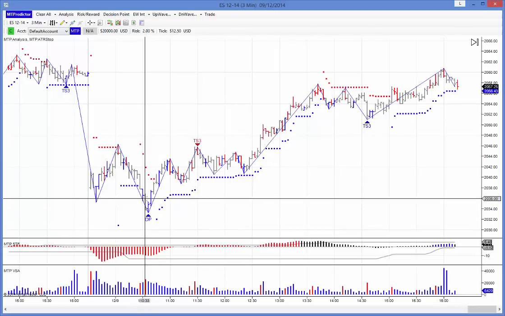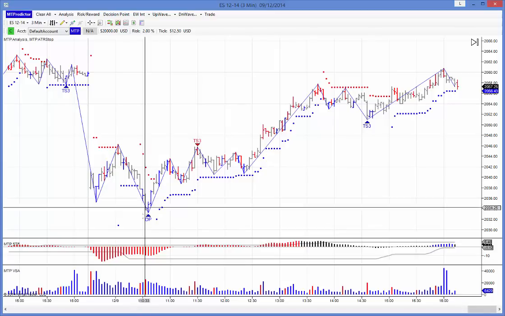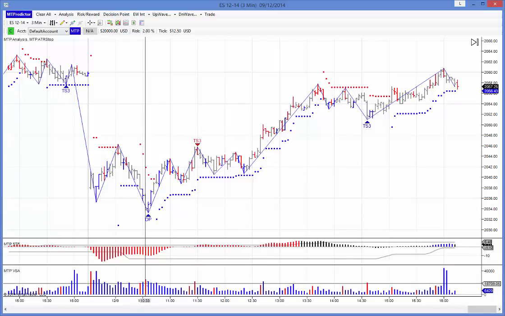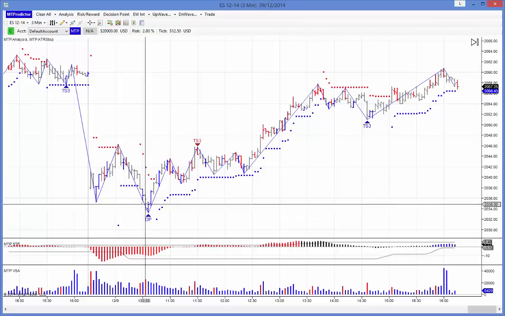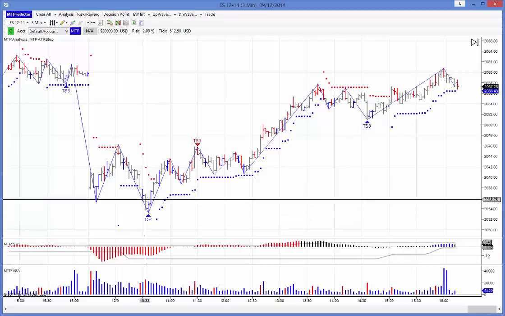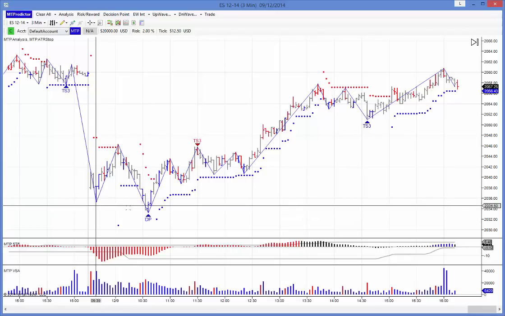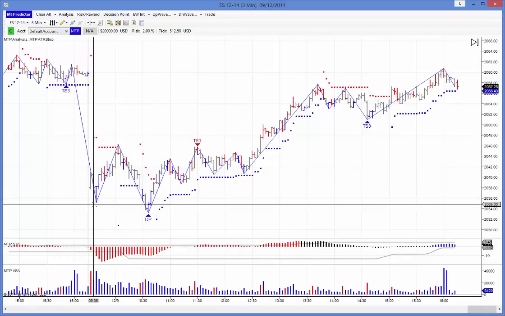You can see that this bar here that I'm hovering over, which is the 1033 bar, had our VSA indication on our VSA volume indicator down here, indicating that this was higher than usual volume. That made a new low. This is what I like about the VSA setup, when it goes beyond a significant high or low.